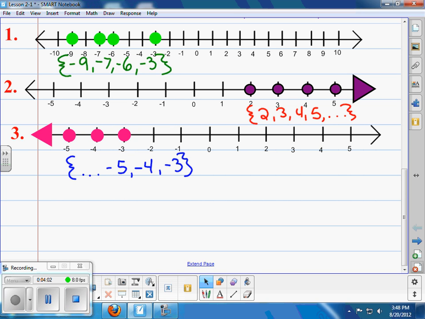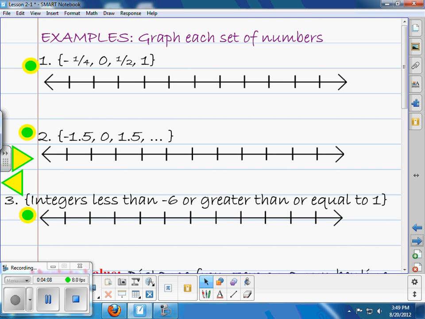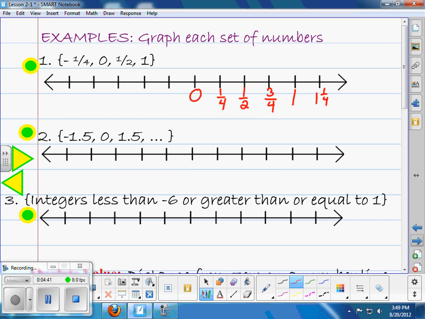If you will turn your notes over, on the back side of the notes begins the next couple of examples. They are very similar to what we just did, except in reverse. This time we're given the set of numbers and we're asked to graph each set. So on number 1, we need to graph -1/4, 0, 1/2, and 1. Since fractions are involved, our tick marks on our number line should be labeled with fractions. Let's put 0 in the middle and count by 1/4. 1/4, 1/2, 3/4, 1 whole. 1 and 1/4 will also fit on this number line.